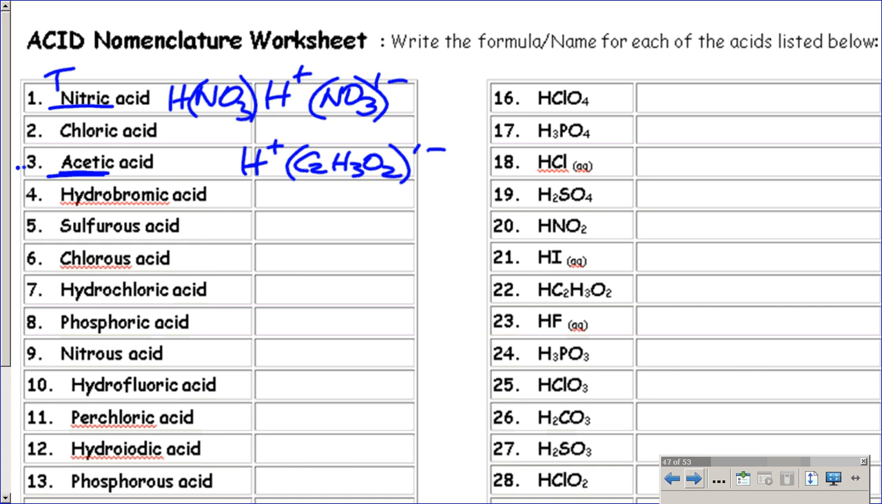Just smush them together, right? So C2H3O2. I don't have enough space for this mess. Okay, I'll have to write smaller. So C2H3O2. Looks really big, okay? Let me write that a little bit bigger. All right, so you guys try all the ones that are ternary first, and I'll do some more with you.